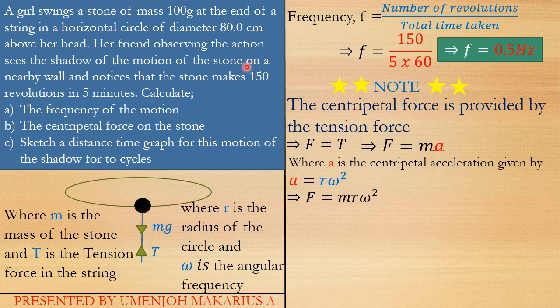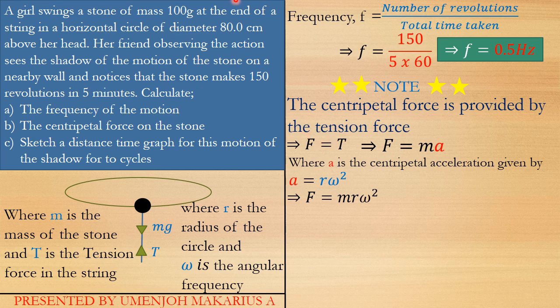Great. But friends, keep in mind the diameter of the circle has been given to be 80, of which we can use the diameter to get the radius of the circle by simply dividing the diameter by 2. So if we divide the diameter by 2, we're going to have 80 over 2, which gives us 40 centimeters. But we have to convert the centimeters to meters. And the mass is in grams, 100 grams. We have to take 100 grams and convert it to kilograms by dividing by 1000. Great.